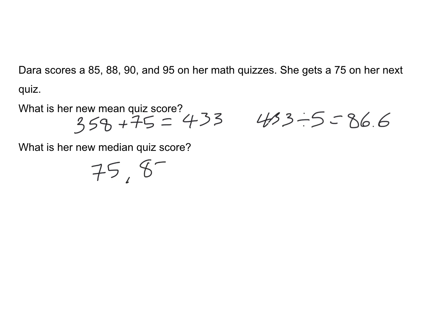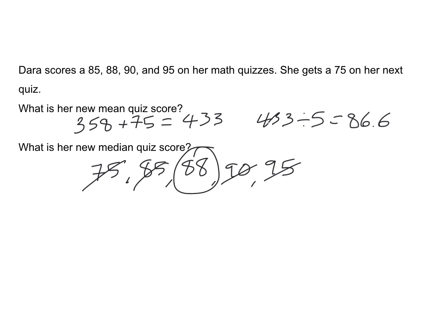Okay, her new median quiz score, now we're going to put things in order: 75, 85, 88, 90, 95. And now to find the median, since we have an odd number, our median is just the number in the middle, which is 88. So her median quiz score also decreased, but not as much. Interesting pattern to think about.